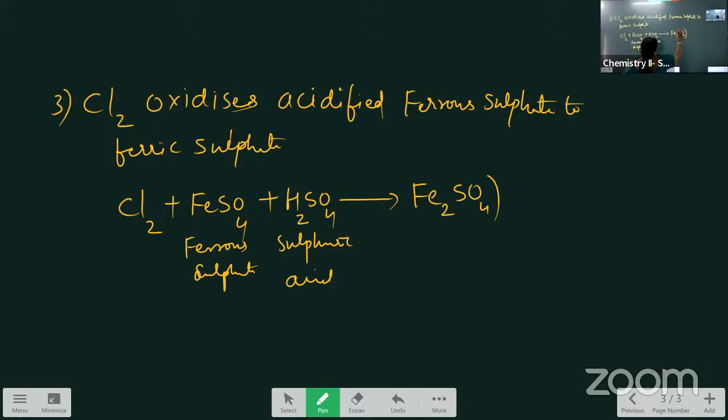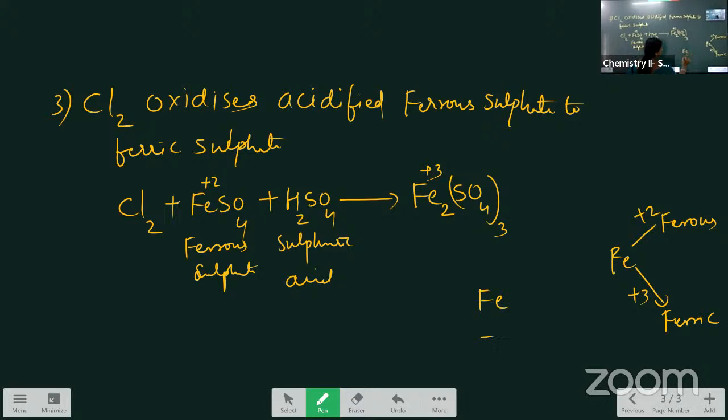Fe2(SO4)3, taken 3 times. Okay, so we know that iron shows 2 oxidation states, +2 state and +3 state. The +2 state is called ferrous, +3 is called ferric. So in ferrous sulfate, Fe is in +2 oxidation state, whereas here it is +3 oxidation state. So how do we get that formula? Fe is +2, SO4 is what? This is +3, this is +2, -2.